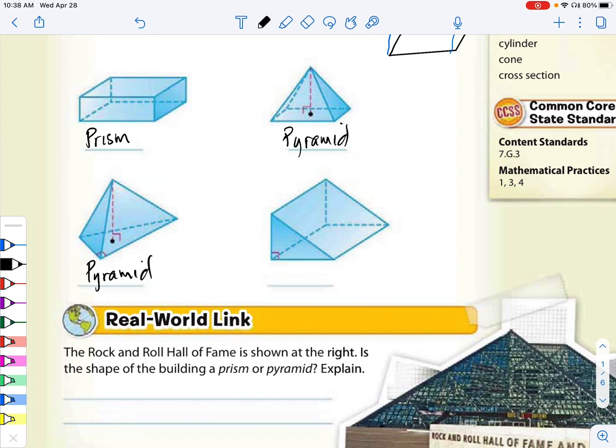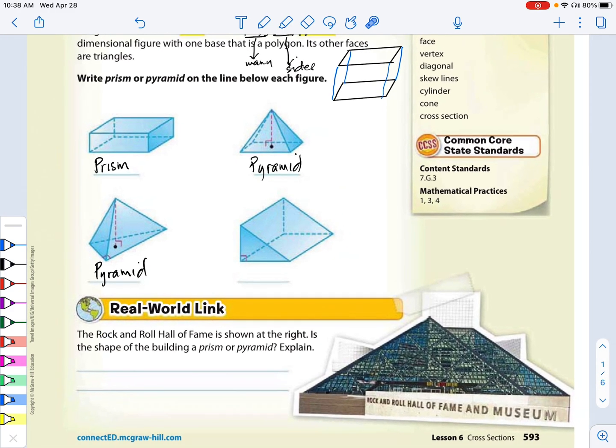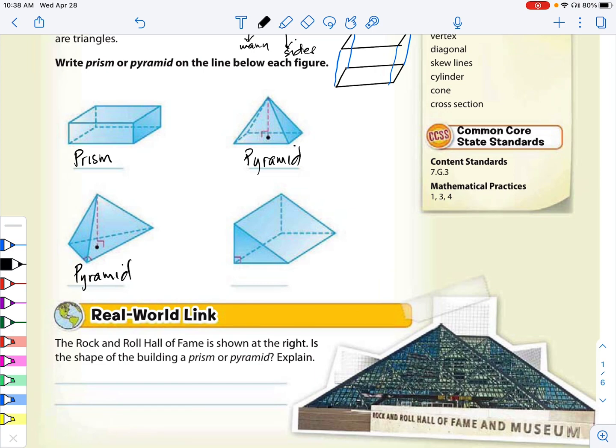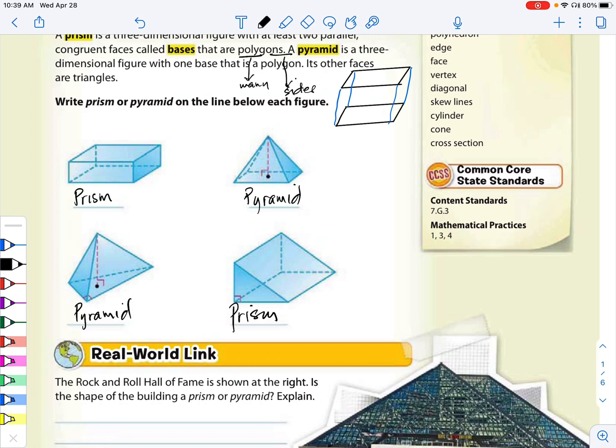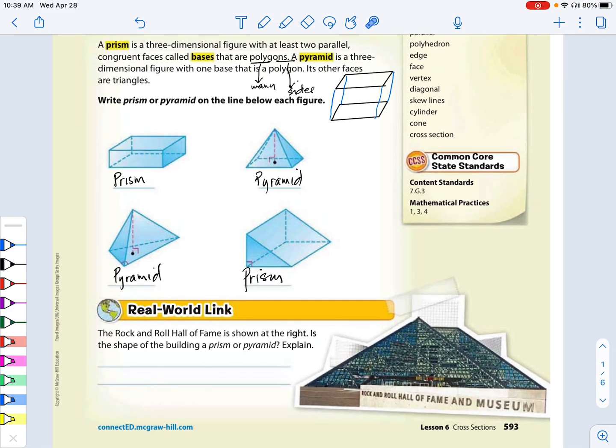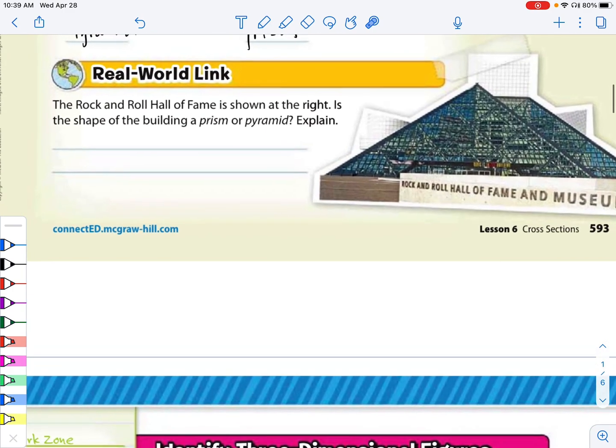Now this becomes tricky right here. If you look at this one, it has two bases, this base and the right base, and they are polygons, and these polygons are triangles. And look at the other faces. The other faces are all rectangles. This is what we call a prism because it has two bases. If you have two congruent bases, this base is congruent to that base and they're parallel to each other, they're called prisms.